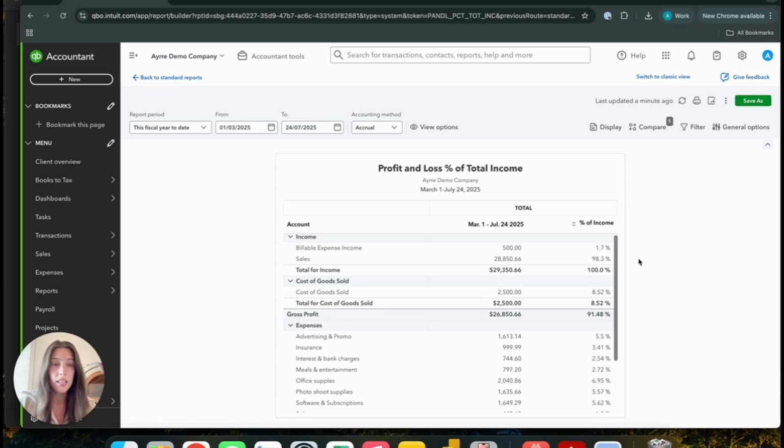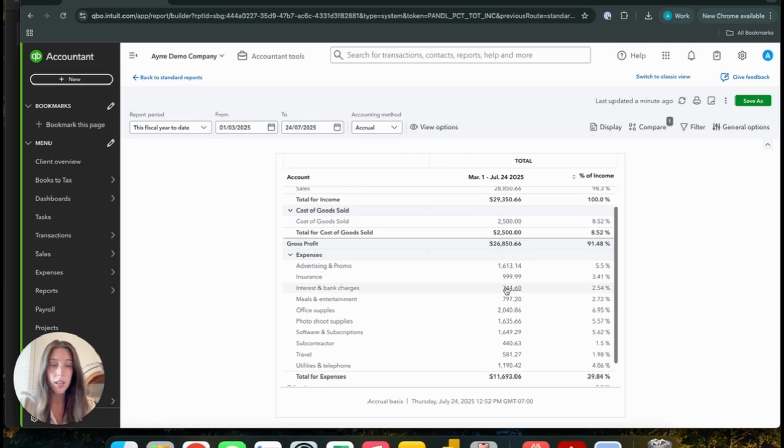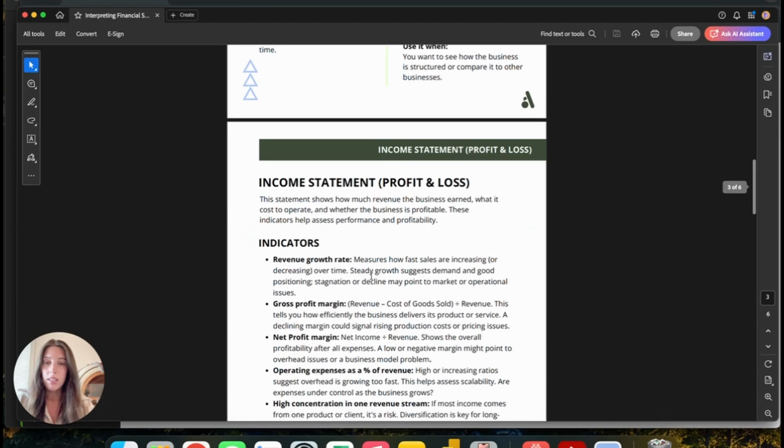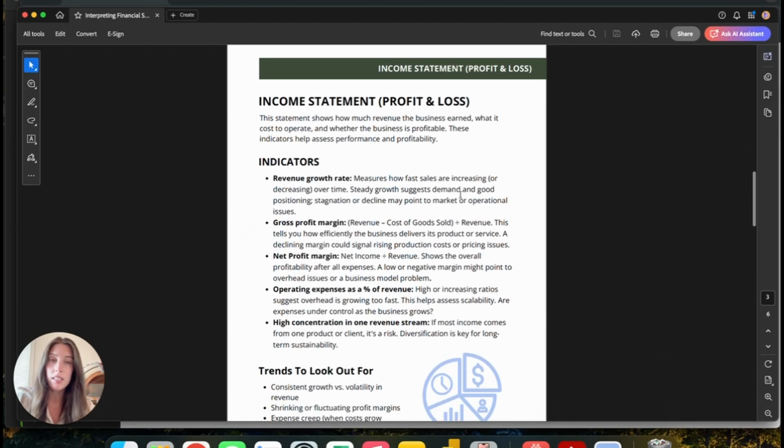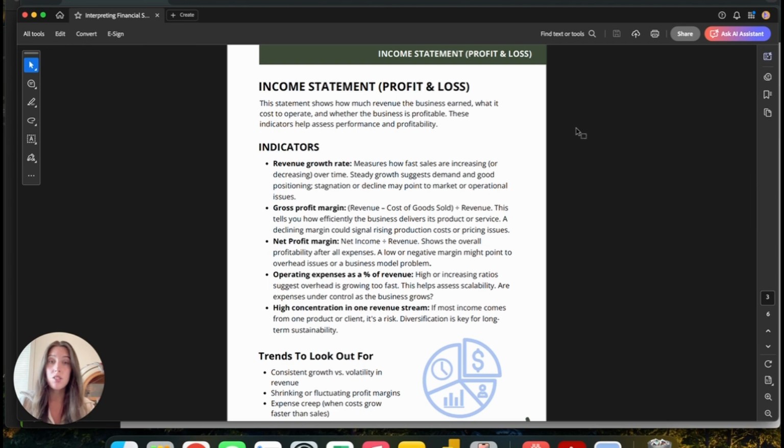So from here, you can see if any of them look a little funky, if any of them are looking a little high or a little bit low, it might signify that there's something going on in the company. But now let's dive into actual indicators and actual metrics when you're looking at these statements. So the profit and loss shows how much revenue the business has earned, how much it costs to operate it and generate that revenue, and whether the business is actually profitable or not.